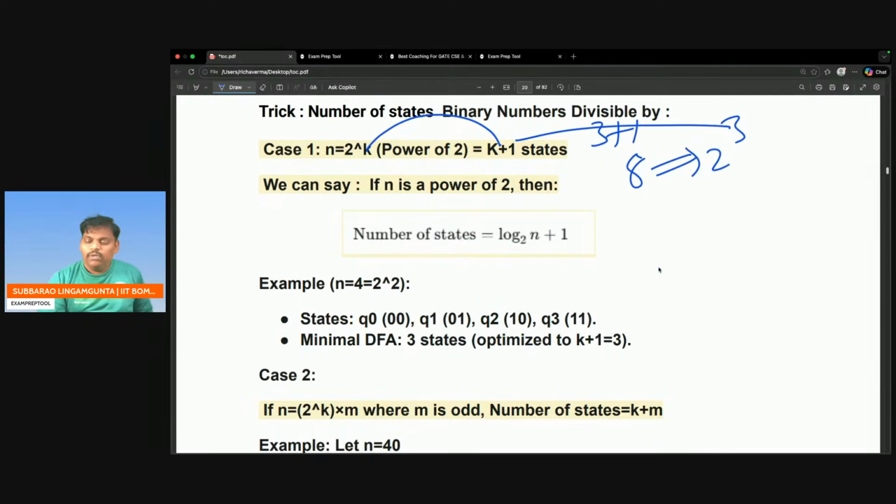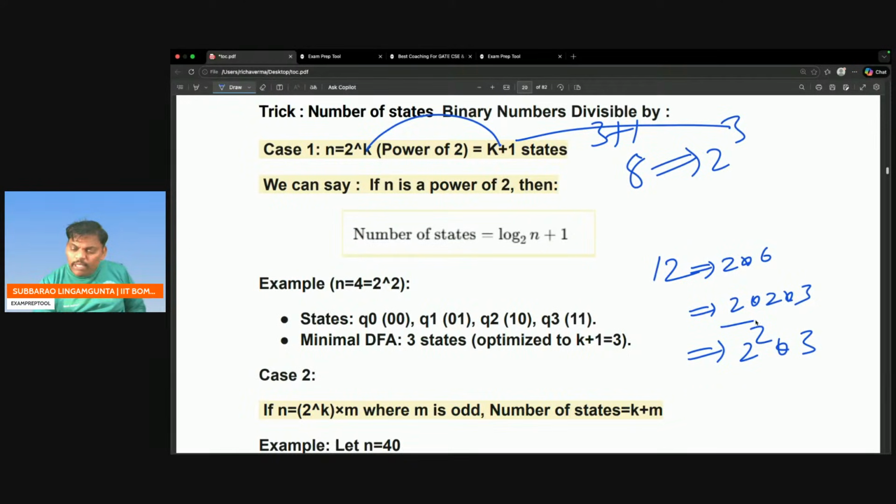Suppose assume 12. Be careful, everyone. 12 can be written as 2 into 6, which is 2 into 3, that is 2 square into 3. So it is not an odd number, and it is not exactly a power of 2 either. It is almost like a mixing, a combination of powers of 2 and an odd number.